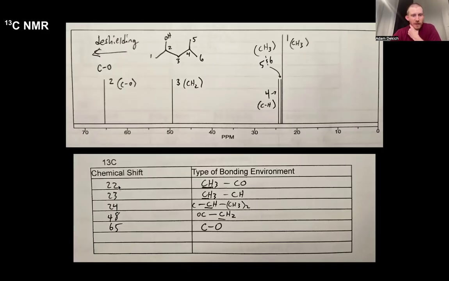So if we just go down the table, we've got 22, 23, and 24 chemical shift. Upfield here are the CH3, and we've got a CH bonding environment. At 48, we've got a CH2. And at 65, we've obviously got that CO bonding environment, carbon. And this is the furthest downfield because it's the most de-shielded. So it's connected to a very electronegative atom, oxygen, that steals away some of that electron density. And the more de-shielded a carbon is, the further downfield it will appear in the NMR.